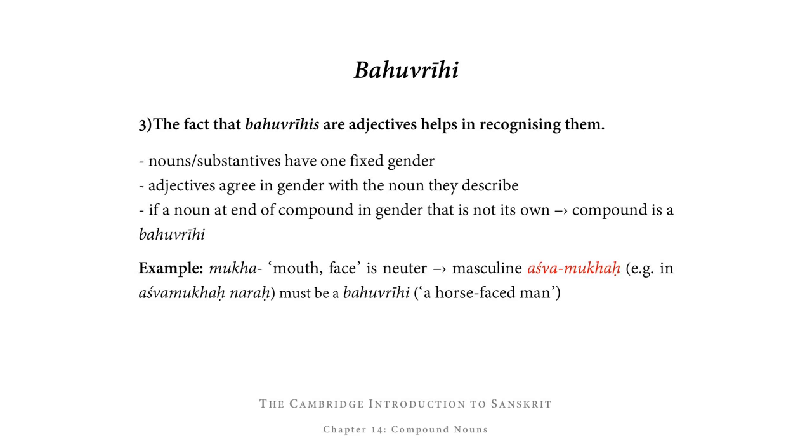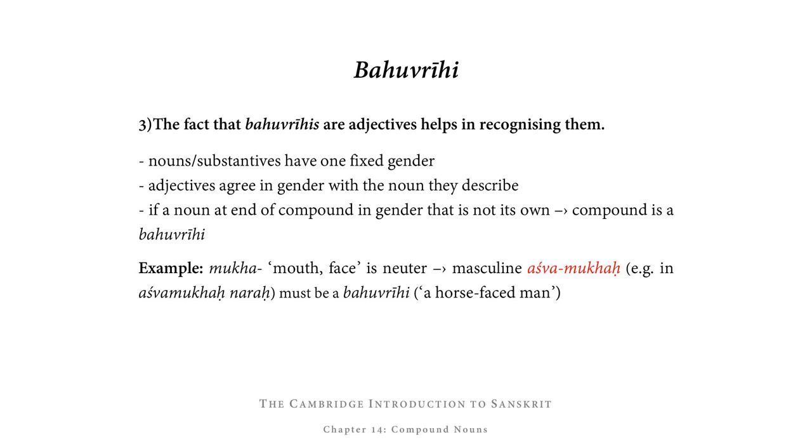Thirdly and lastly, the fact that Bahuvrihis are adjectives helps, or at least may help, in recognizing them. Sometimes it's a little difficult to notice. Now, nouns or substantives have one fixed gender. So, for example, narah is masculine, nari is feminine, sena is feminine, and so on. But adjectives, on the other hand, agree in gender with the noun that they describe, and so they need to have forms for all three genders. If a noun at the end of a compound stands in a gender that is not its own, then we can tell that the compound is a Bahuvrihi.